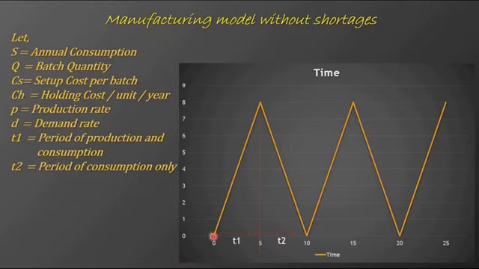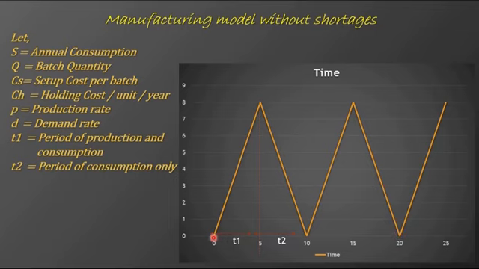See here, we start production and simultaneously consumption. So here is the duration of production plus consumption, and it reaches the maximum inventory level. As we reach the maximum inventory level, we will only consume, and as it comes to the minimum inventory level, we start producing the goods again, with simultaneous consumption, and then again only consumption.